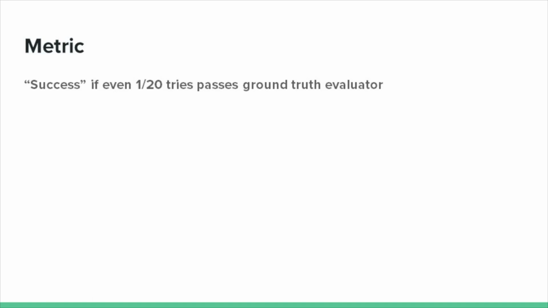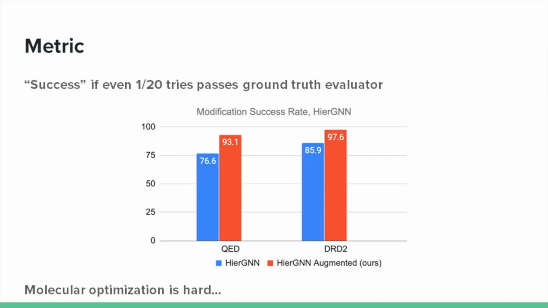Finally, I want to discuss our metric a bit more. As I mentioned before, we define success as any one of 20 translation outputs passing the property score threshold measured by the ground truth, as well as passing the threshold for similarity to the input. This metric makes a lot of sense because it's pretty reasonable to propose a batch of 20 drug candidates to test in the lab in parallel. And you'd be happy if even one of those 20 drug candidates actually worked out in the end.